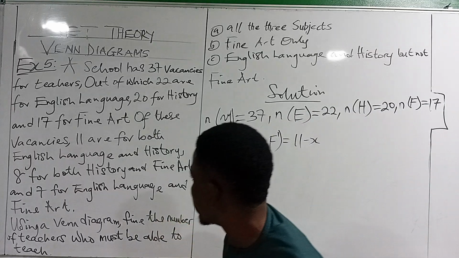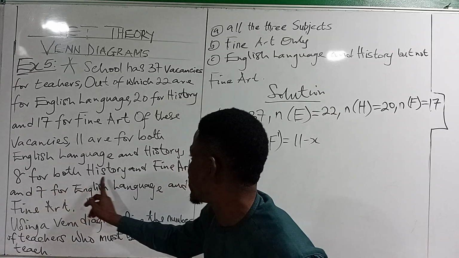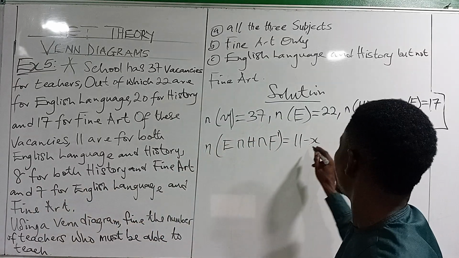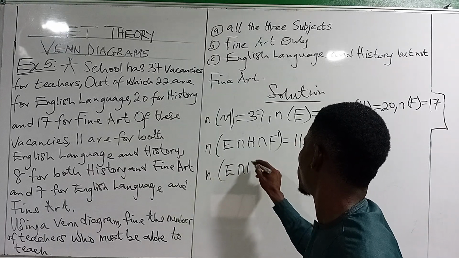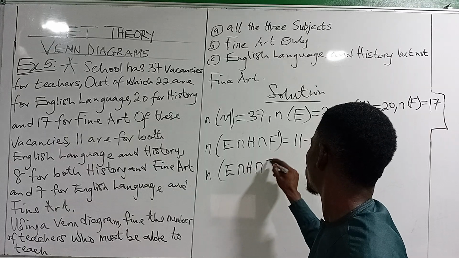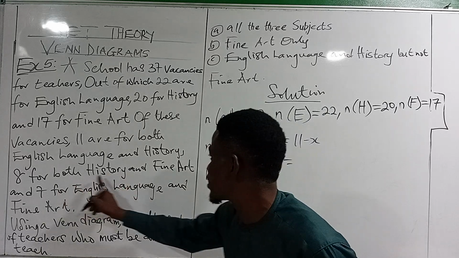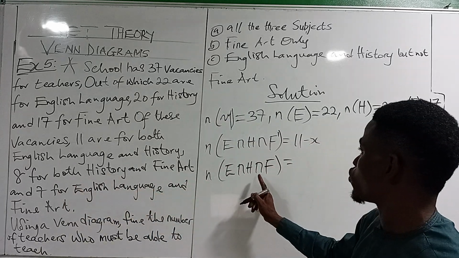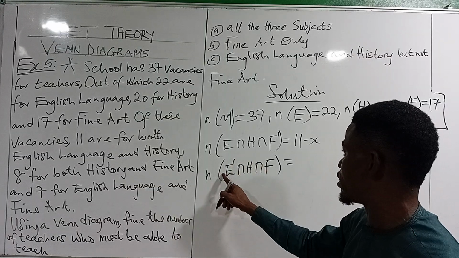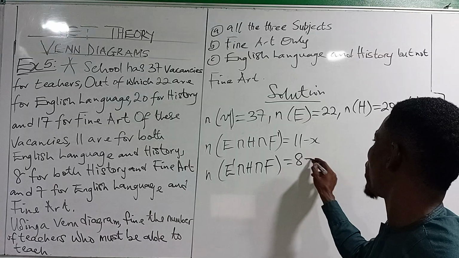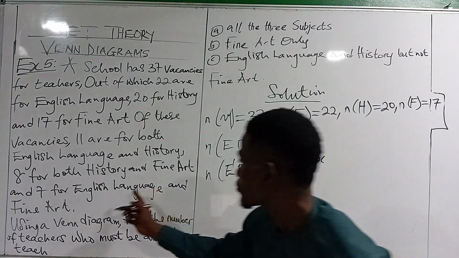Then which other one again? We have 8 for both history and fine art. So the same way, we are going to have H intersection F, and we take out the English. So for both history and fine art, you put x here, that is not English. So it's going to be 8 minus x.